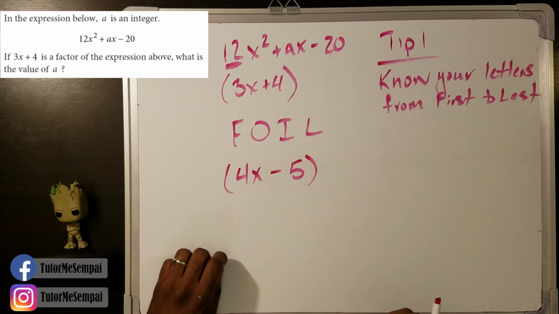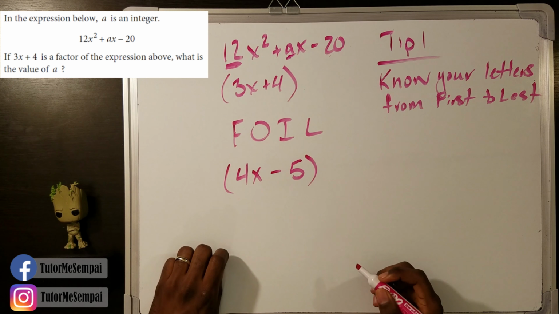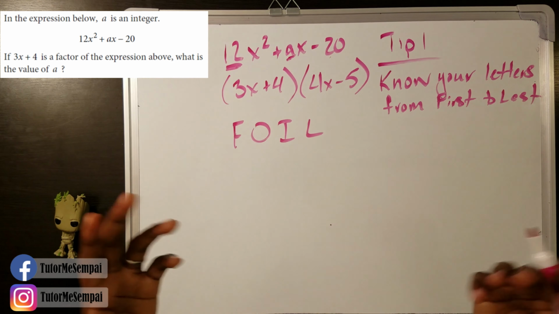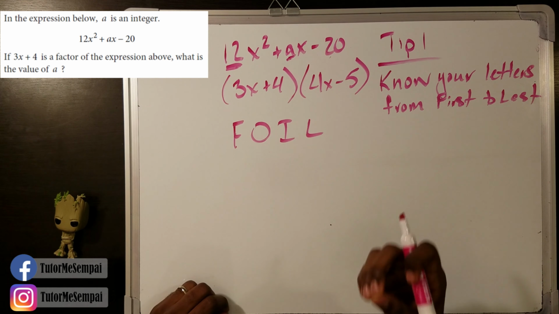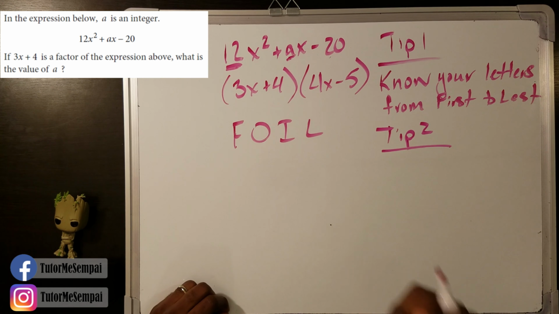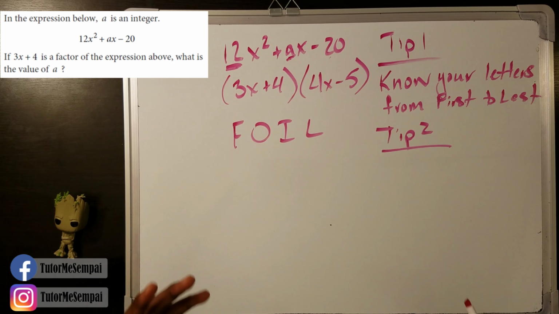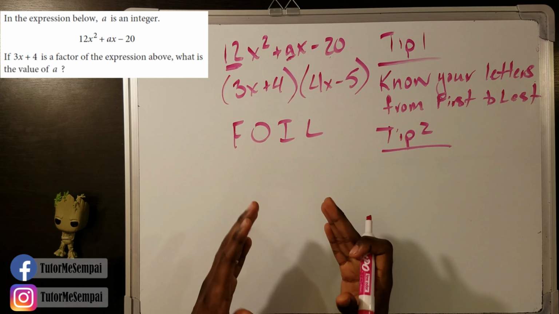But notice we aren't finished. We just found the missing factor, which is going to be useful, but we have to find what this a equals. So now that we have both of our factors written out like this, we can go on to our next tip. Our tip 2 for today is going to be: use only the necessary letters. Don't FOIL everything out when you're just trying to find one part.